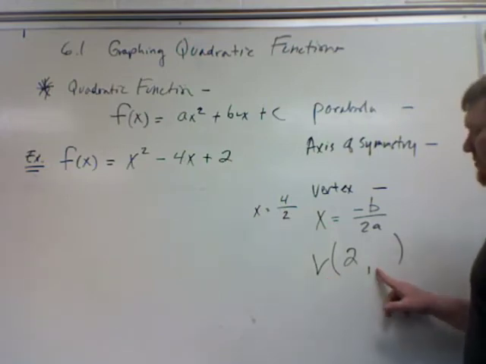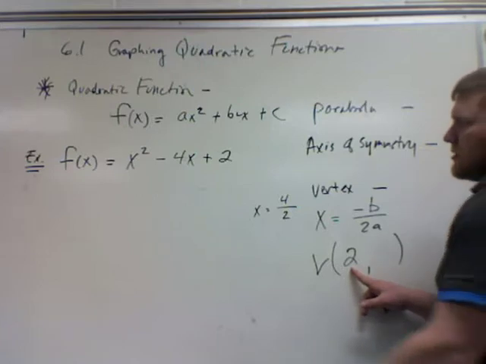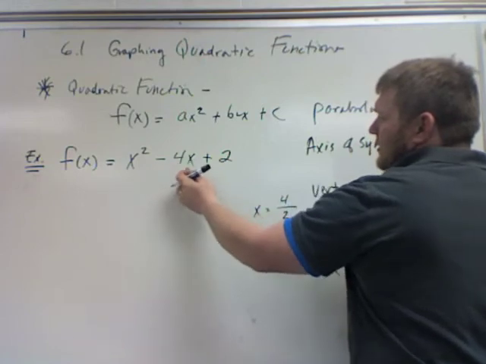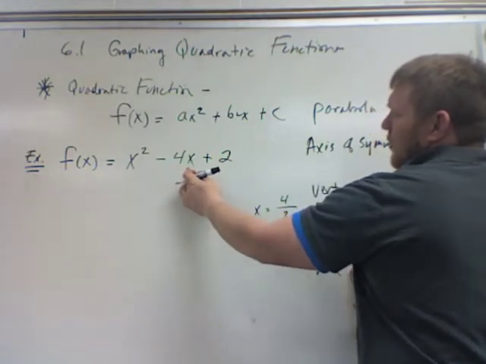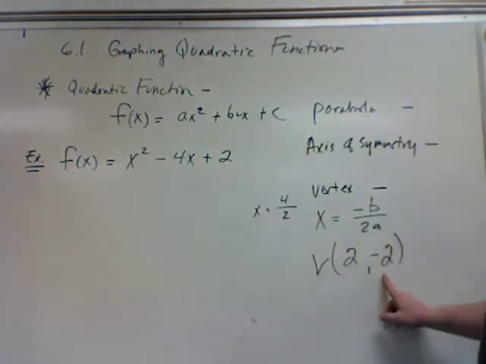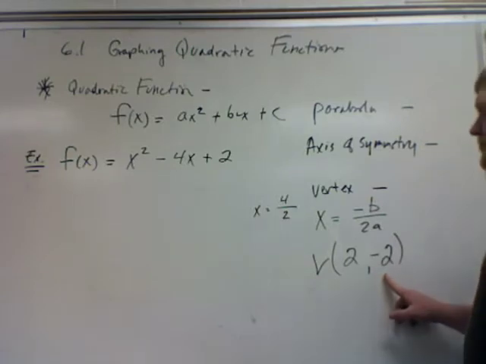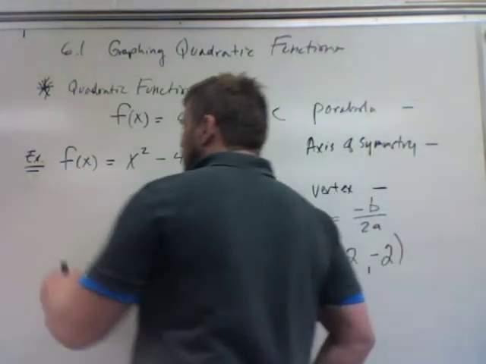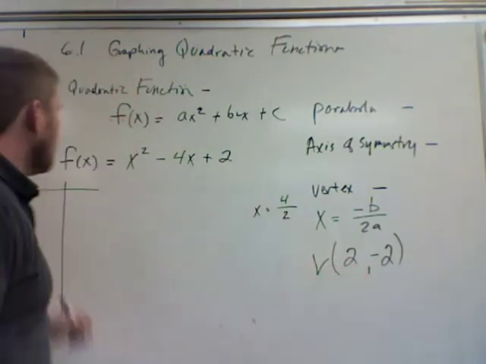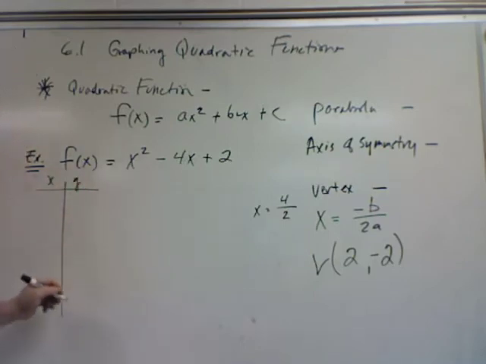Okay? Now, to figure out my y value, all I've got to do is plug 2 into the function and evaluate it. So I get 2 squared is 4, minus 8 is negative 4, plus 2 is negative 2. So I have a vertex here of (2, negative 2). Now, I'm going to use that ordered pair to set up my table of values. I'm going to put (2, negative 2) in the middle.